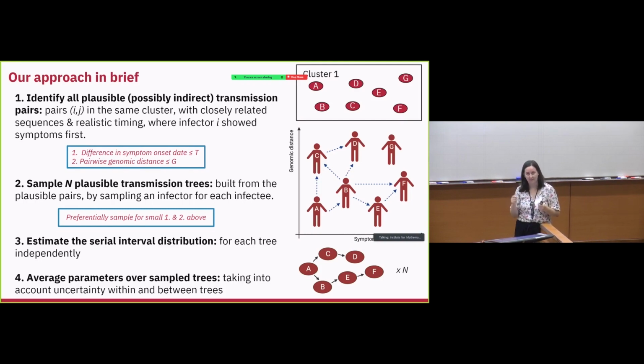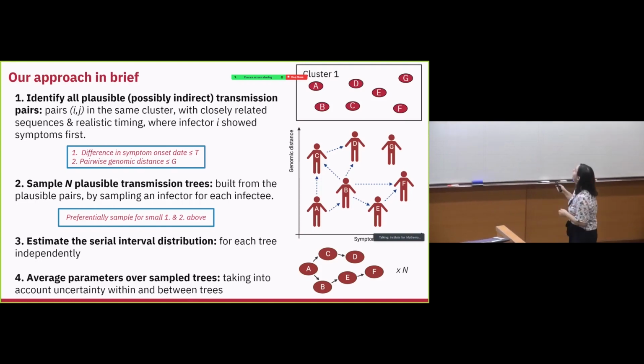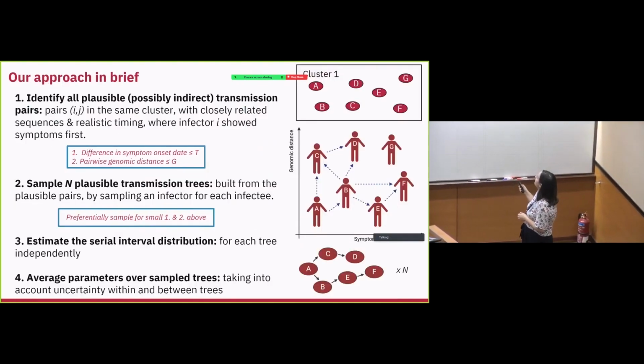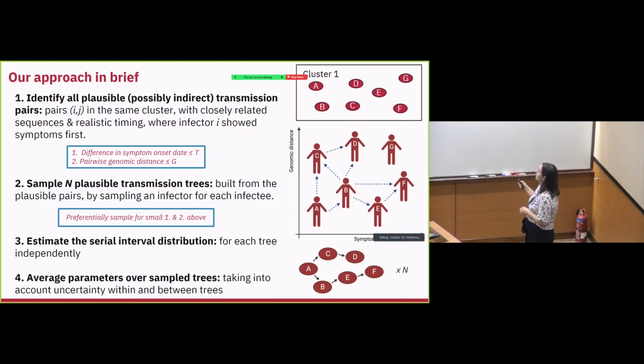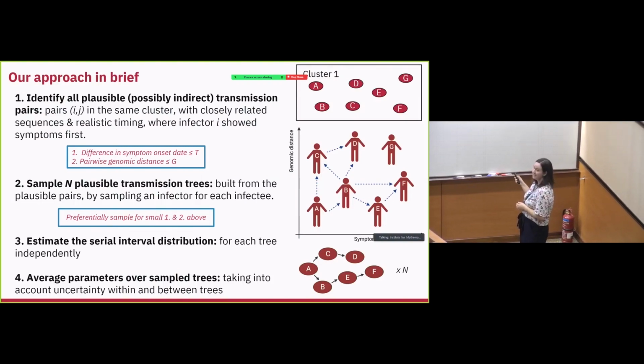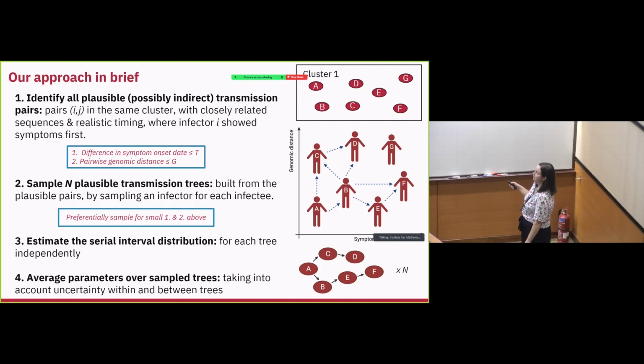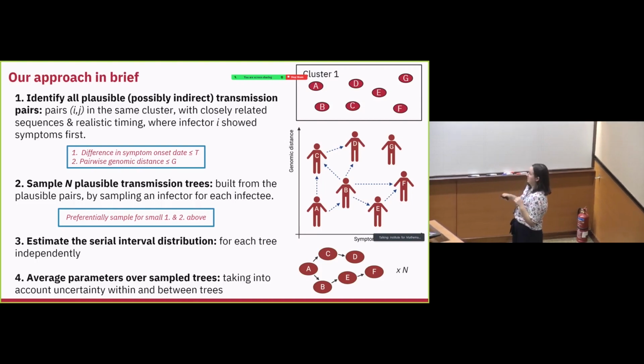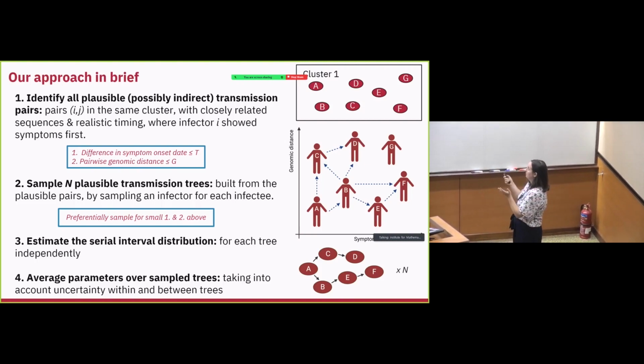So I'm sampling an infector for each infectee to build myself up a transmission network. Looking at my little diagram over here, let's say that for my cluster 1, these are all my plausible pairs. So A is plausible with B, but not plausible with E. Then I go through this tree, and for each of the people, I sample one of the people who could have been their infector. And I do this according to these two different criteria: people who are closer in genomic distance and closer in time are more likely to be sampled. So I'm building in that uncertainty, but using what we know, that the closer together cases are, the more likely they are to represent transmission pairs.